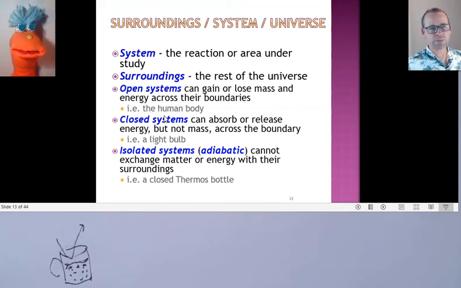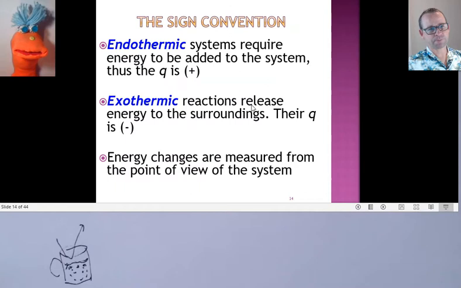A closed system, generally you talk about being able to transfer energy but not mass. And an isolated or adiabatic system is completely contained, and no matter or energy can exchange from the system to the surroundings. Okay, so you have different ways of performing experiments.